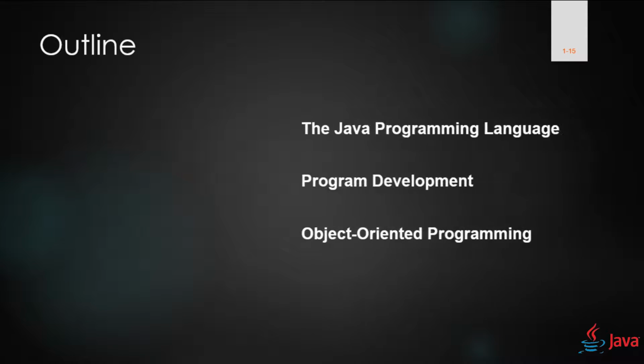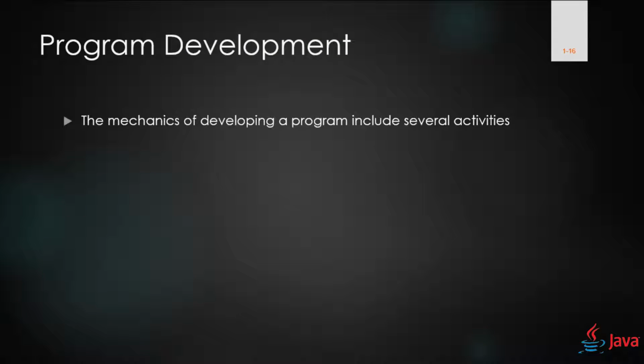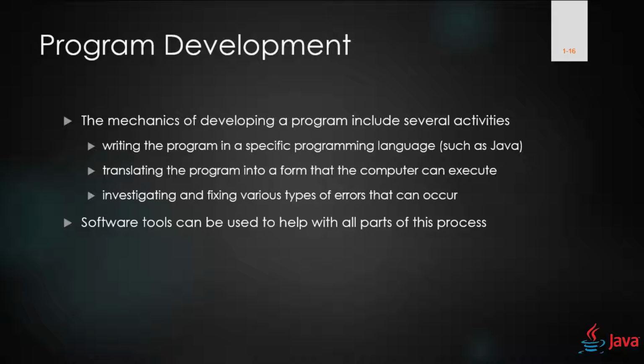Alright guys, so like we talked before, we're going to learn about program development in Java. The mechanics of developing a program include several activities: writing the program in a specific programming language such as Java, translating the program into a form that the computer can execute, and investigating and fixing various types of errors that can occur. Software tools can be used to help with all of this process.